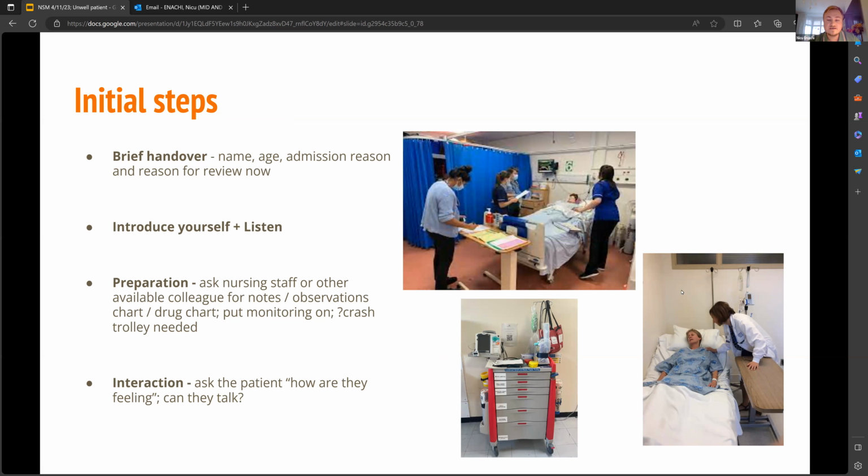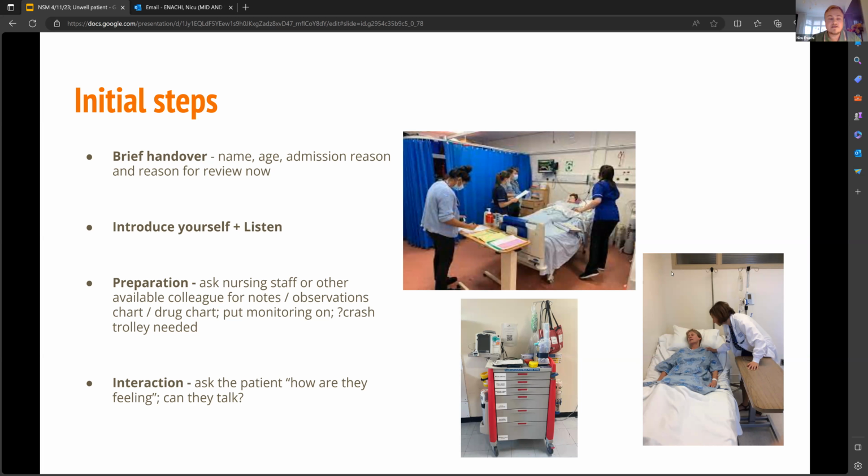So you'll be called, you'll be bleeped, you'll be grabbed from wherever you were. And it's like, doctor, can you please come and assess this patient? You can be part of a few members team. You can be by yourself. But make sure that you first get a really brief handover from the person who asked you for help.